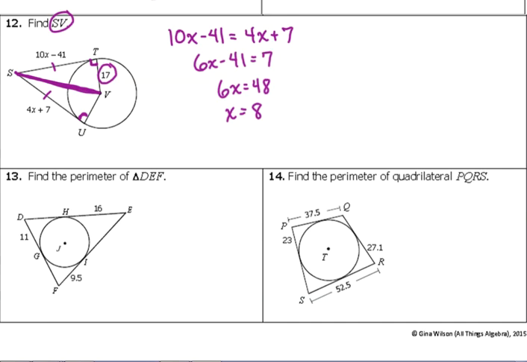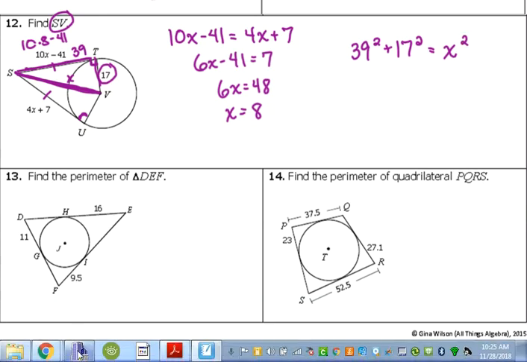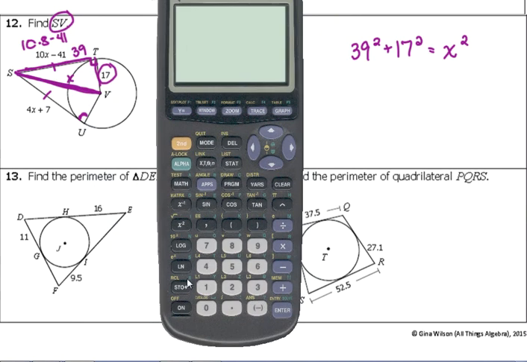Okay, so we found x. Let's plug x back in so that we can find ST. So 10 times 8 minus 41, 80 minus 41 would be 39. So this segment's 39. The radius is 17. We can set up our Pythagorean theorem to find, I'm going to label the SV there with an x, to find what that truly is there in the middle.